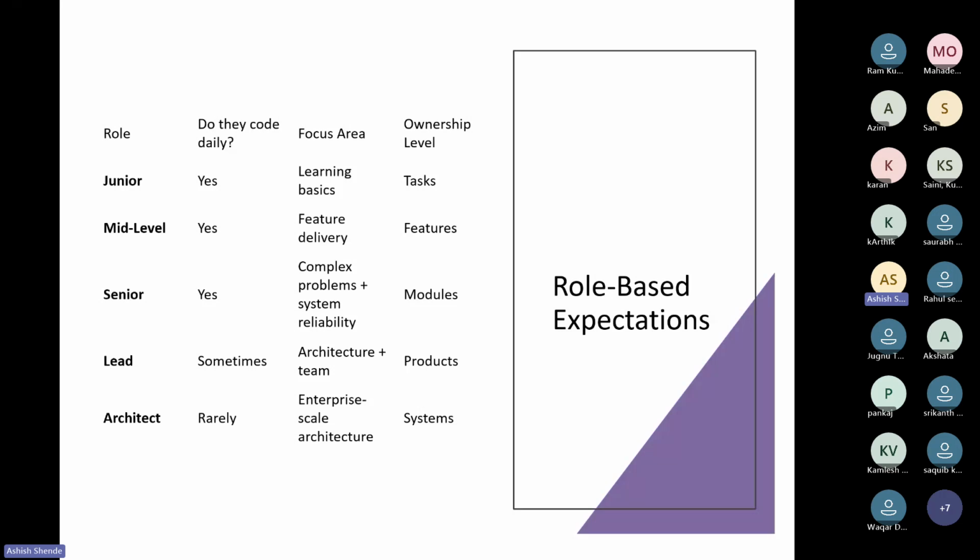If you are a junior with 0 to 2 years of experience, you should be ready to code on a daily basis, learning the basics, and your ownership will be small tasks. You should focus on one task, make sure it is working fine, and properly write its test cases. Consider one function: the input coming to the function should be properly validated, and you should raise a proper exception and a proper response. This is how you can build a big system. When you go to the mid level, 3 to 5 years, you are expected to develop dedicated features.